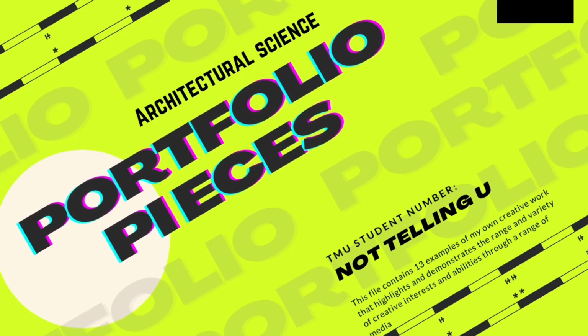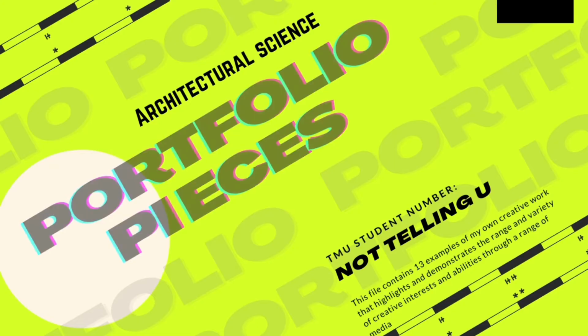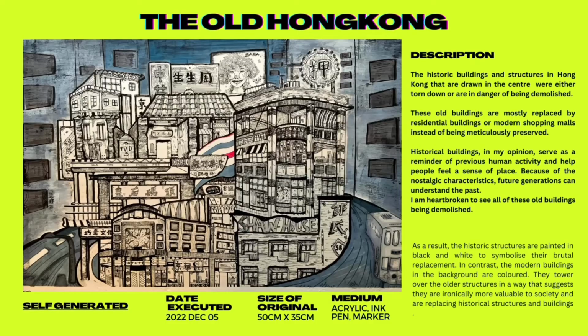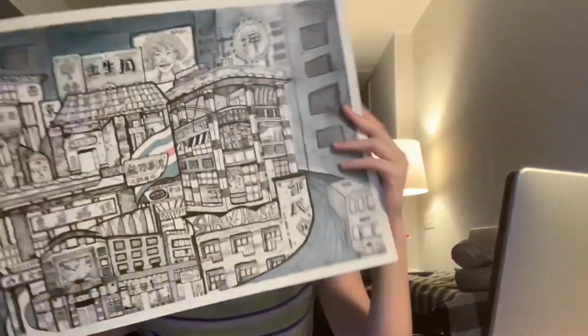This is my art portfolio. You see that there are 13 artworks and 1 home exercise statement. My first piece of artwork is called the Old Hong Kong. It's this here.